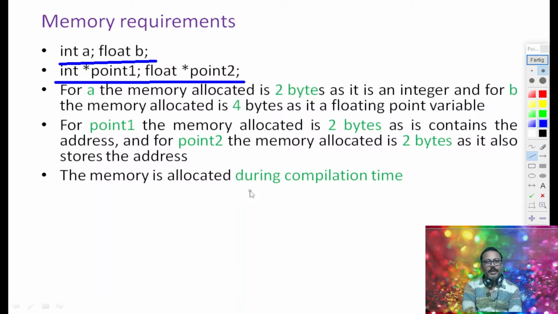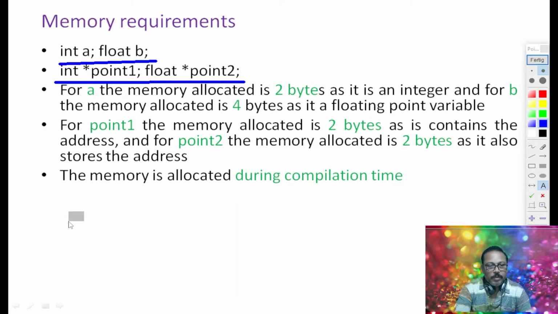So if the address occupies 2 bytes, then for both p1 and p2, only 2 bytes are reserved. If the address occupies 4 bytes, then for both p1 and p2, the amount of memory allocated is 4 bytes. So it depends on the address, but the amount of memory allocated is independent of the data type to which it points. This is for the pointer. Remember, don't get confused here.